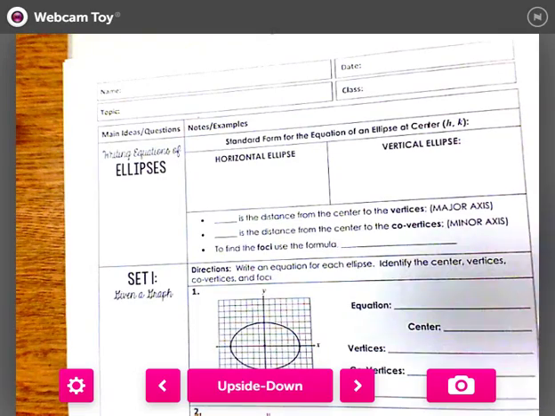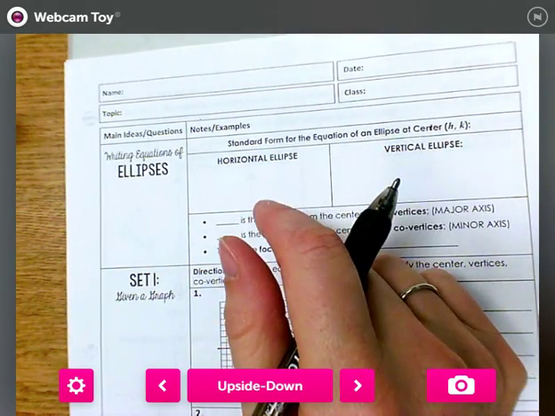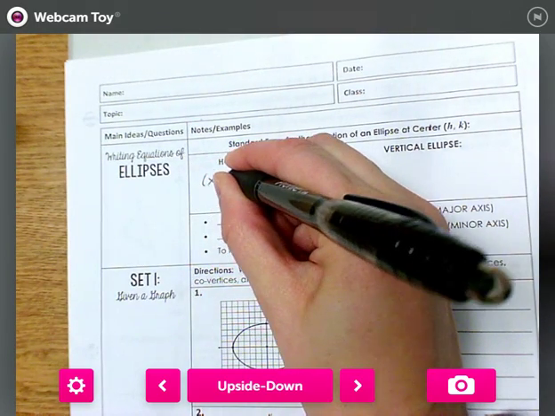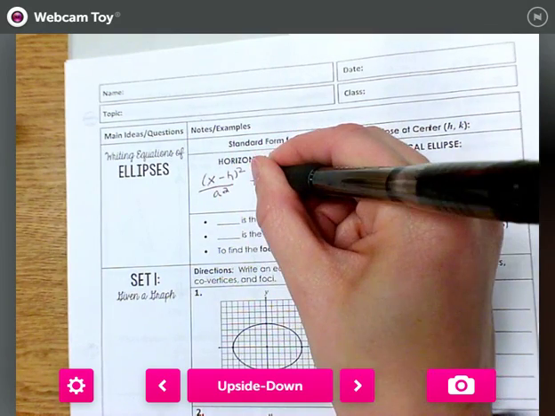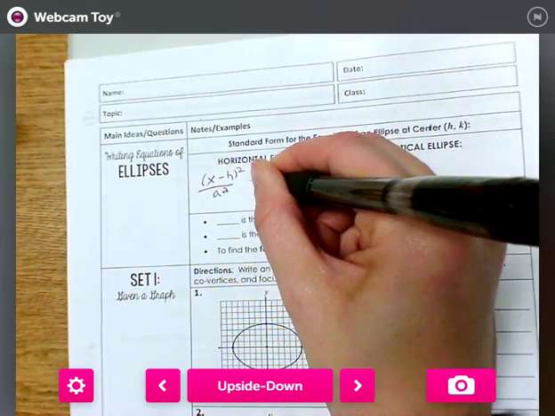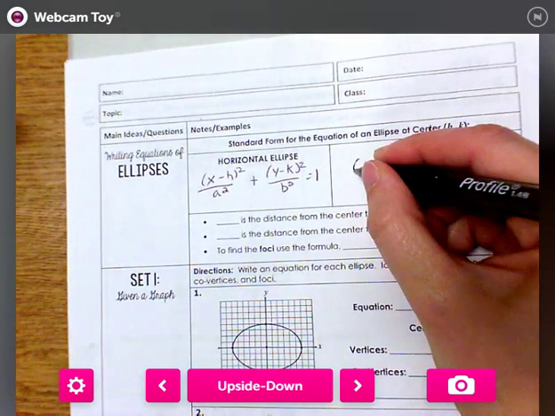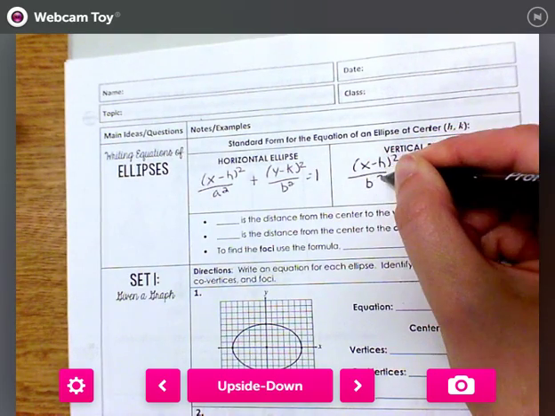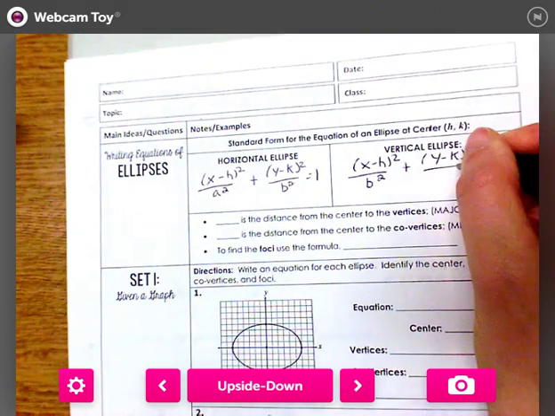We're doing day 2 of ellipses. Just again, we talked about this in our warm-up, but horizontal and vertical ellipses. My horizontal ellipse equation is (x minus h) squared over a squared plus (y minus k) squared over b squared equals 1. And my vertical ellipse is (x minus h) squared over b squared plus (y minus k) squared over a squared equals 1.